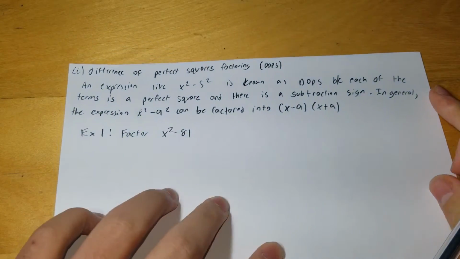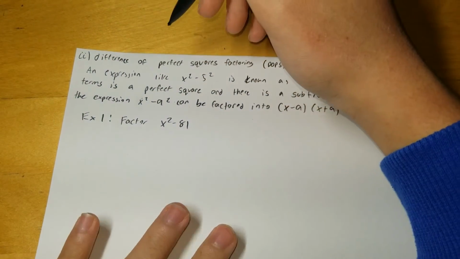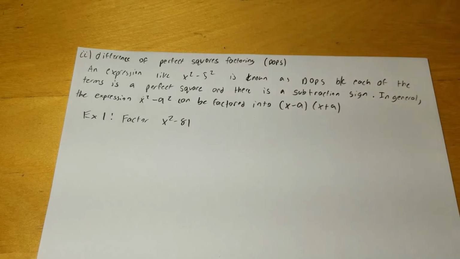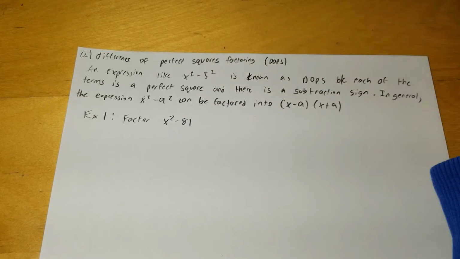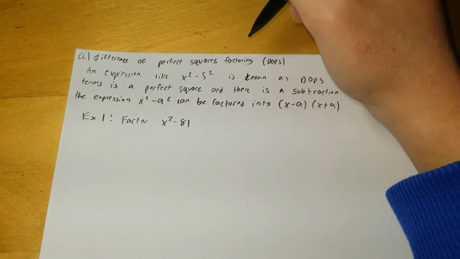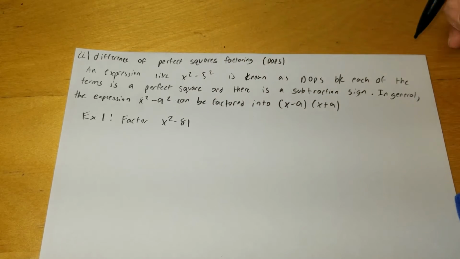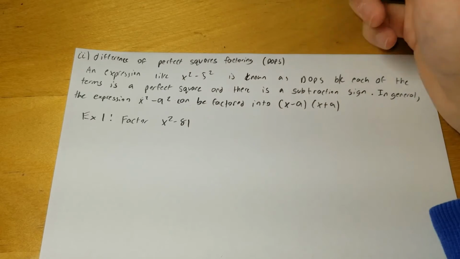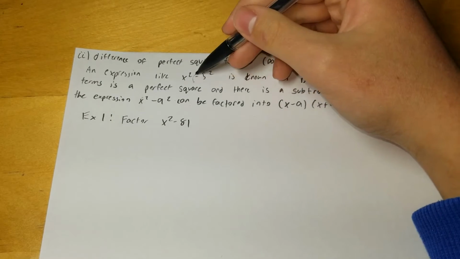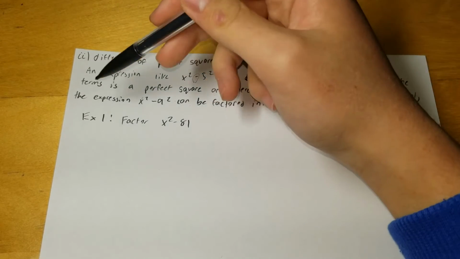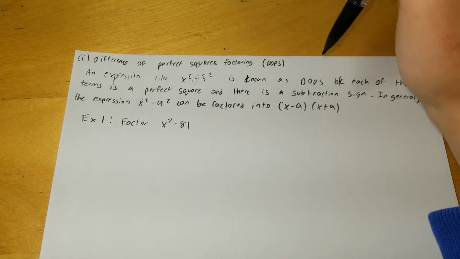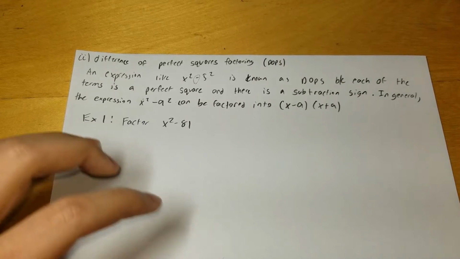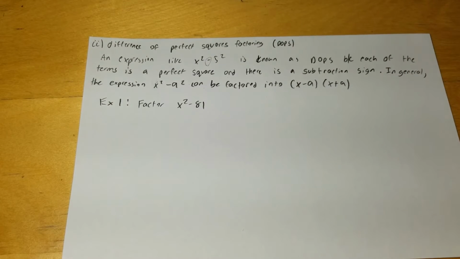Okay, next subtopic is the difference of perfect squares factoring, otherwise known as DOPS. An expression like x squared minus 5 squared is known as DOPS because each of the terms is a perfect square and there's a subtraction sign in between, like this, right here. In general, the expression x squared minus a squared can be factored into x minus a and x plus a. So try this example and then we'll get started.